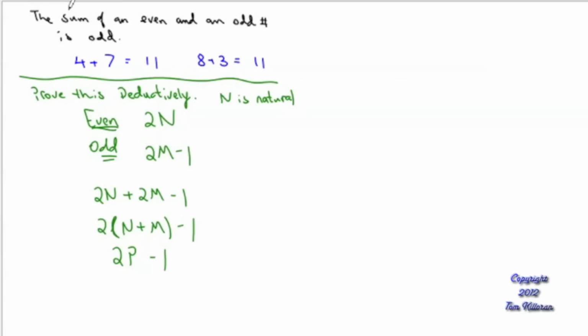Now, 2 times a natural number is even, and if I take away 1, it's guaranteed odd. So this is odd. Now, I can say without a doubt that the statement at the very top is true for all natural numbers. Absolutely true, and it's called deduction. All right. How about this one then?